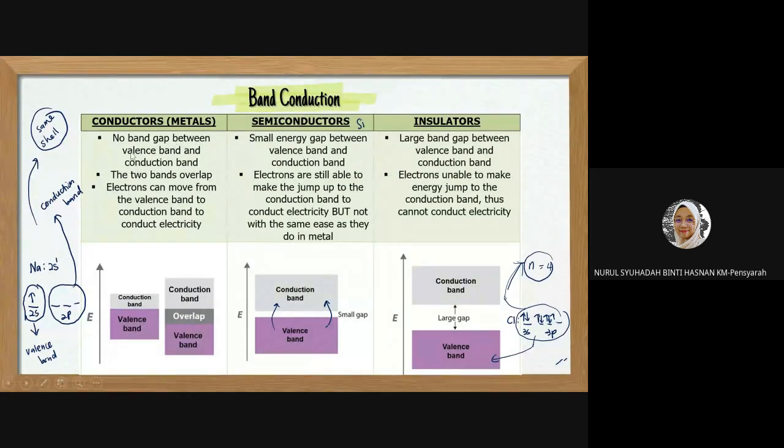Okay, untuk metal, no band gap between the valence band and the conduction band. The two bands overlap and the electron can move from the valence band to the conduction band to conduct electricity. Kalau untuk insulator, macam ni. Kira ini jawapan yang awak akan bagi. Dan ini dia punya gambar raja yang awak akan lukis. Okay, so is it clear? Yes madam. Alright, clear. Okay, so that's for band conduction.